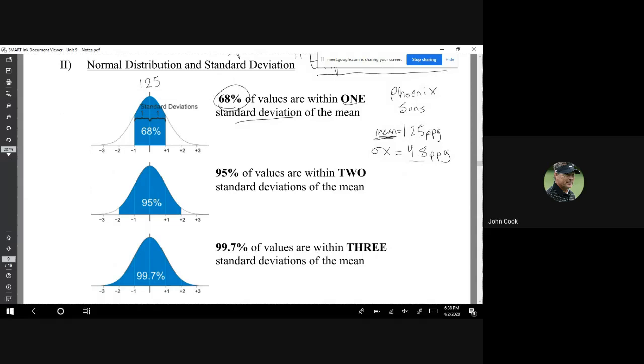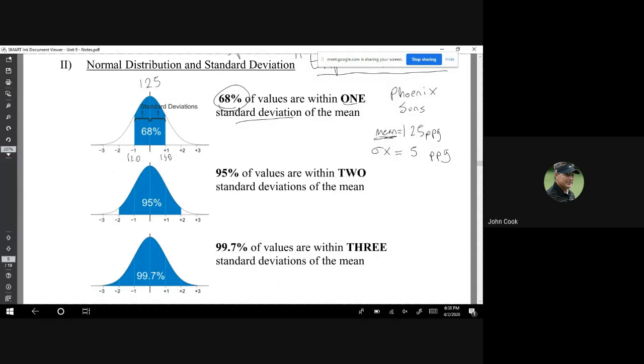Let's make that an easier number. Let's just say 5, because we can't get like 0.8 points in a basketball game, can we? So let's just put 5 on there instead for the standard deviation. All right, so if we added on 5 to 125, that means that one standard deviation up would be 130 points. And then if we subtracted 5 from 125, we get 120.